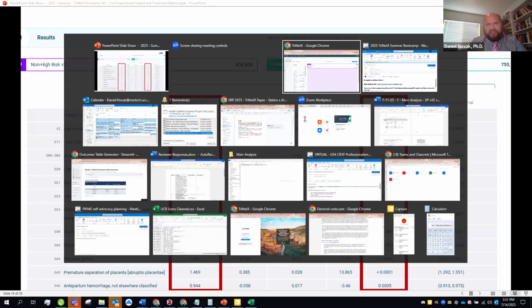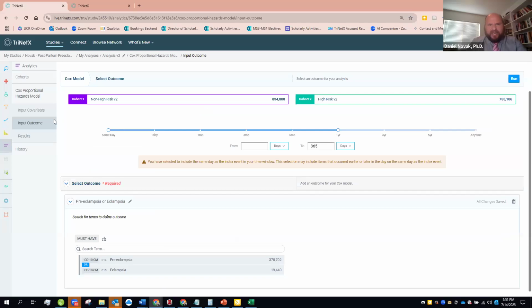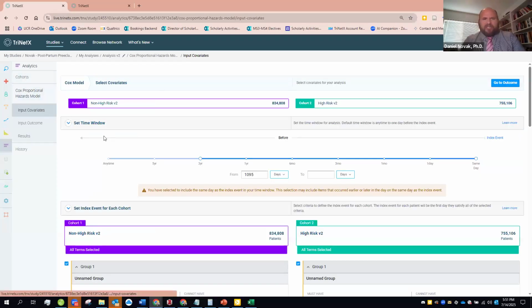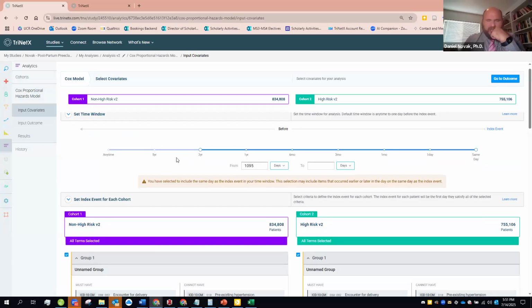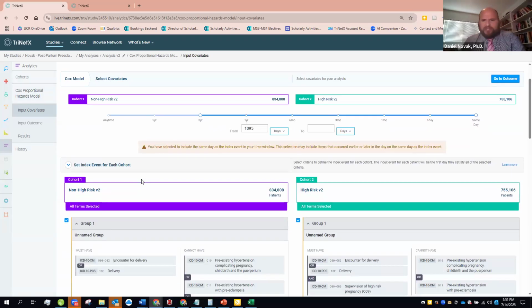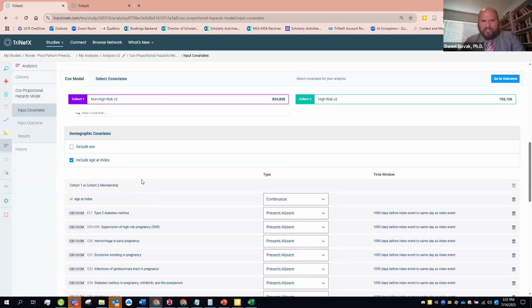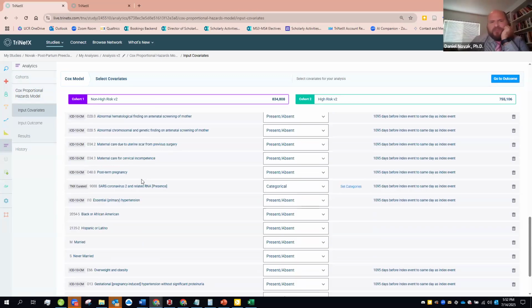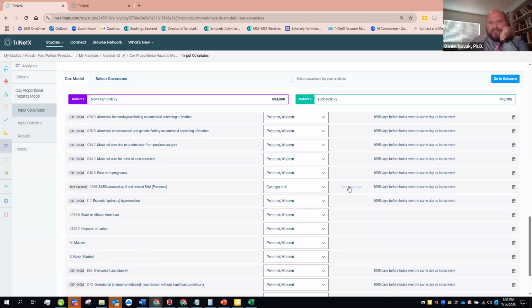So really quickly, I'll just show you how this works in TriNetX. Basically, the platform, when you put in your two groups, here's our non-high-risk version and our high-risk version. When you put them in here, it looks like any other cohorts section. You can add them just like you would for any other cohort. Then you're going to choose your covariates and your time frame. So here we're looking back only 3 years for our potential covariates. Some of these things might have occurred further back in time, but for our purposes, we're not necessarily as concerned with that.